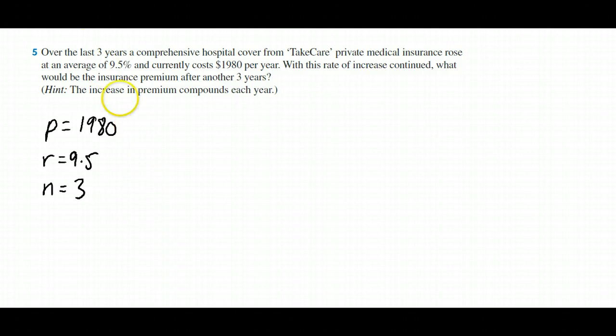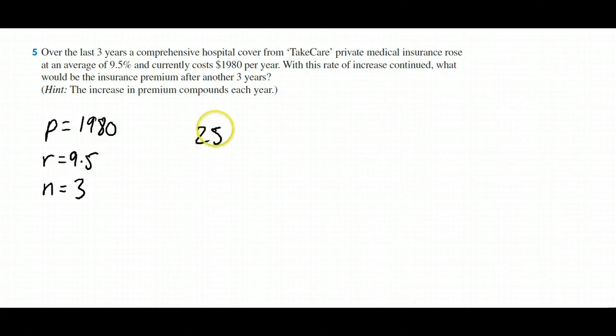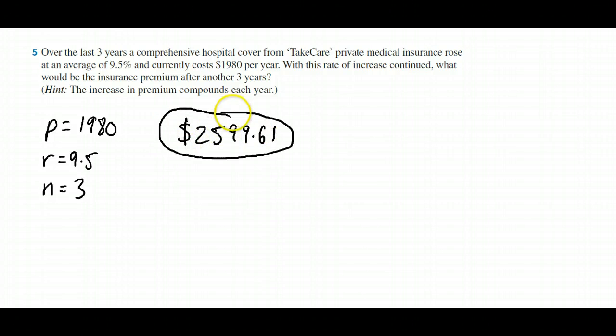So all we've got to do is put those into the calculator. Okay, so n is 3, r is, well, the percent is 9.5, the principal amount is 19.80, payment 0, and that's 1 and 1. And when we do that, we get $26.99.61. So that is how much the insurance will cost in 3 years' time if it continues at that rate.